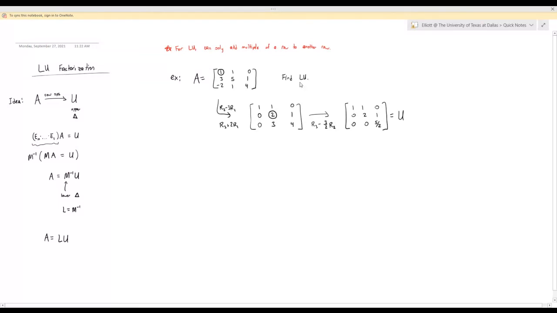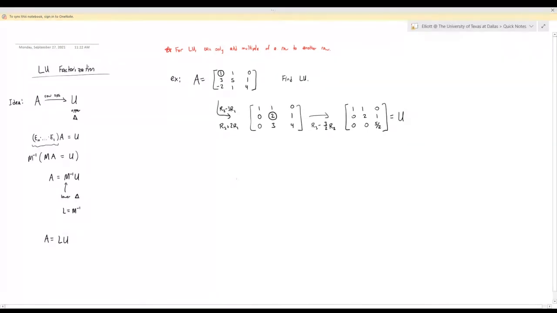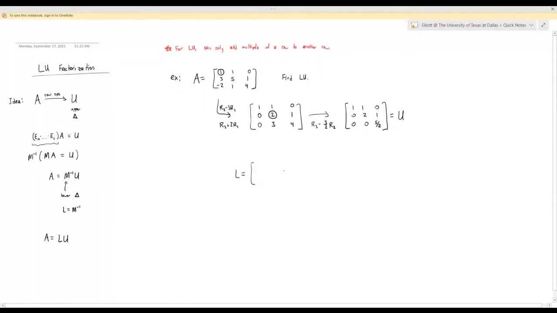Now, to get the matrix L that we need in the LU factorization. I talked about how L is like the inverse of this product of elementary matrices, but you can actually get L really easily without looking at the elementary matrices at all. So here's how it works. Matrix L is going to have ones on the diagonal. It's lower triangular, so that means there's zeros above the diagonal. And the remaining entries are going to come from your row operations.